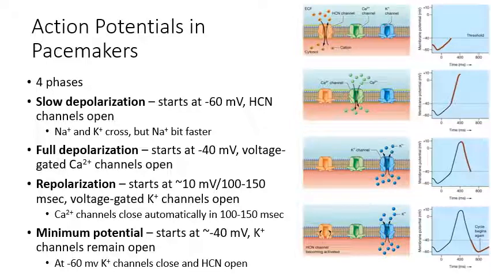Sodium is a positively charged ion, which is concentrated outside of the cell. And the inside of the cell at the beginning of this phase is negative. It's at -60 millivolts, which means that the positively charged sodium is going to be electrically attracted to the negatively charged inside of the cell. So sodium is entering not only because it's flowing down its concentration gradient, but also because it's being attracted to the negative voltage inside the cell, which means that sodium is crossing pretty fast.